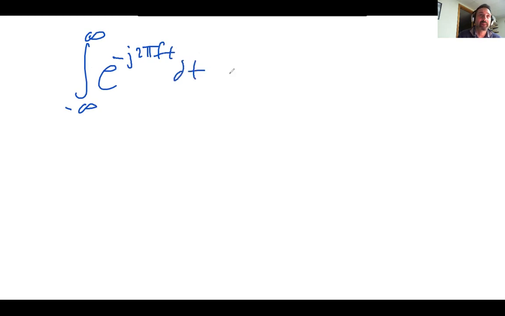Now, what ends up happening when we just do the integral from minus infinity to infinity of e to the minus j 2 pi f t dt? What's that? Any guesses? Let's say you put 1. What is this equal to? Delta f. There's our delta function, right?